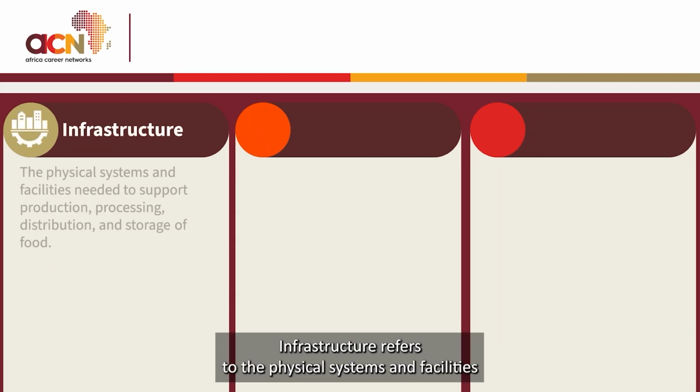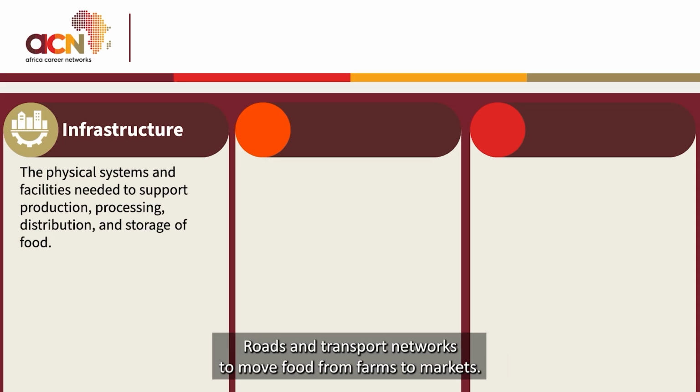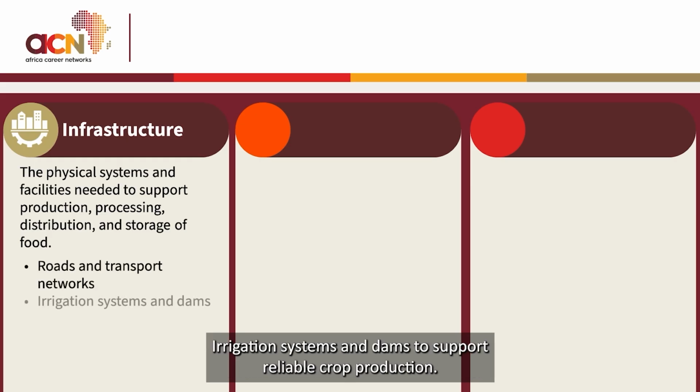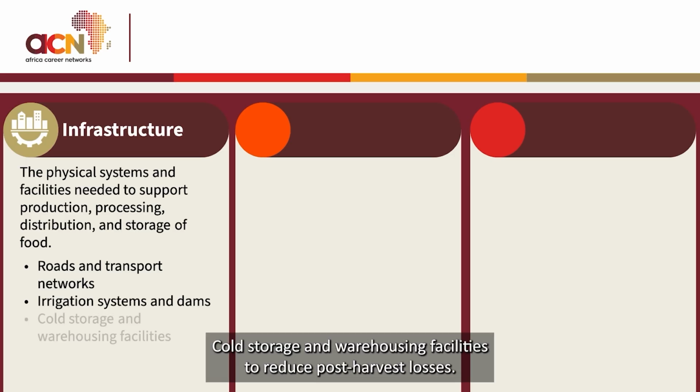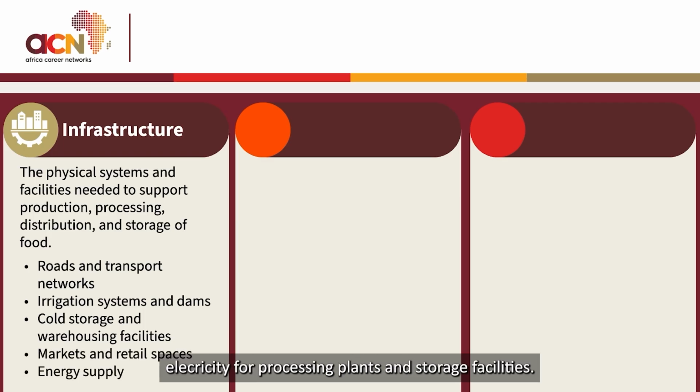Infrastructure: the physical systems and facilities needed to support production, processing, distribution, and storage of food. Roads and transport networks to move food from farmers to markets. Irrigation systems and dams to support reliable crop production. Cold storage and warehousing facilities to reduce post-harvest losses. Market and retail spaces for selling food products. Energy supply, electricity for processing plants and storage facilities.